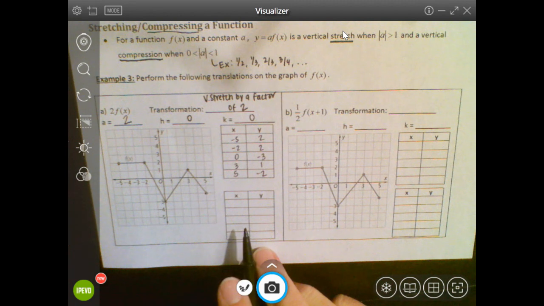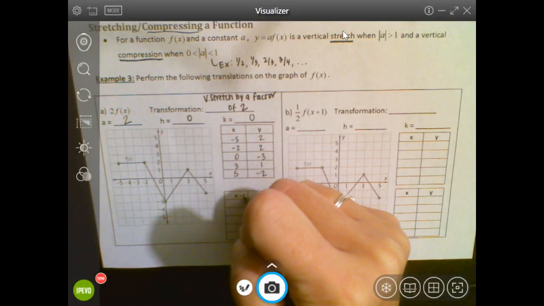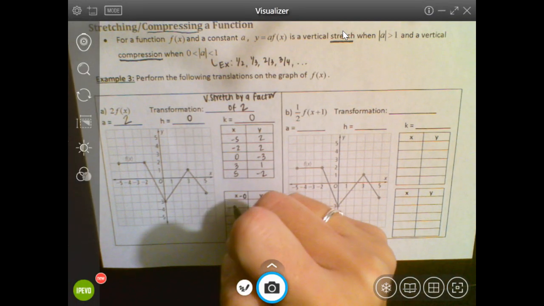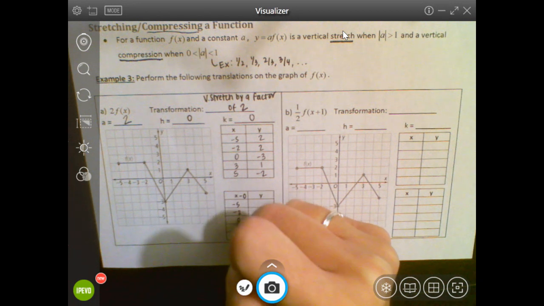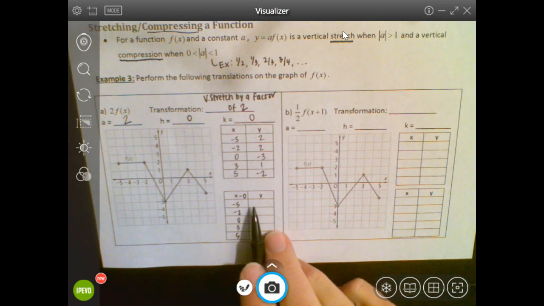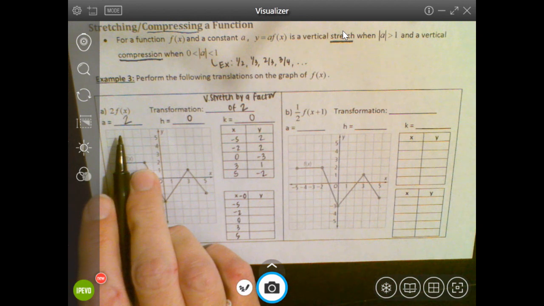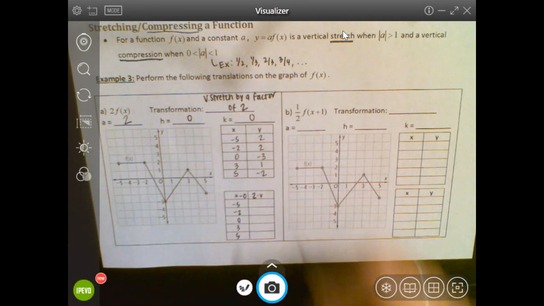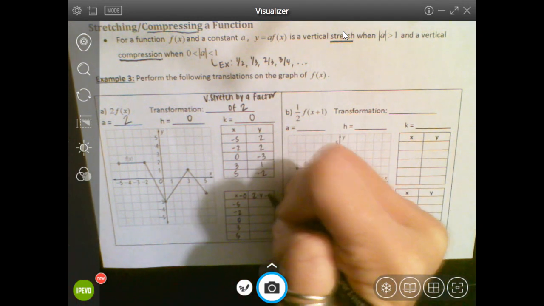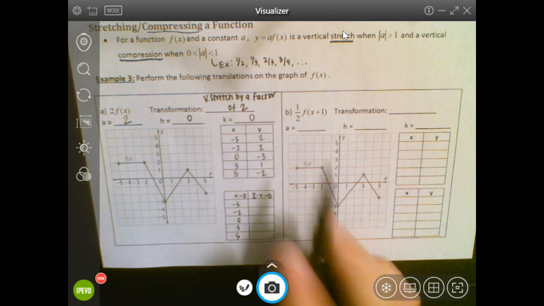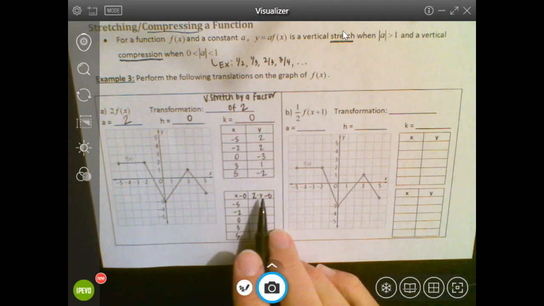So when we apply our transformations, the x's aren't going to change. There's no h value here. So -5, -2, 0, 3, and 5. Here, the y values are going to change because we have an a value of 2. So I'll be multiplying each one of those by 2 and then either adding or subtracting 0, since the k value is just 0 here. So we're really just multiplying everything by 2.